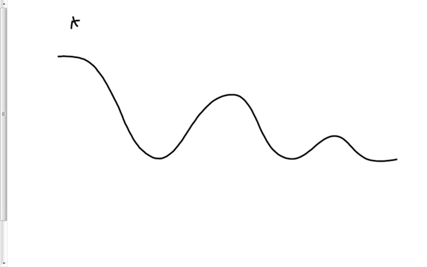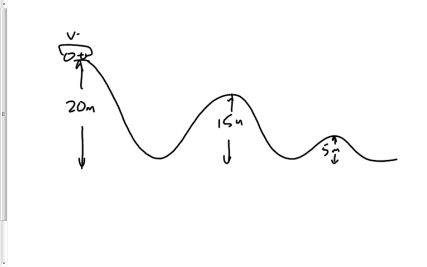So you got a question like this. Okay, let's call this hill A. Let's call this hill B. Let's call this hill C. You know what? Let's not even label them. Okay, let's just make the heights here. Make it 20 meters. Okay, let's make this 15 meters, and let's make this 5 meters. Let's put a car at the top of this hill. Let's give it a speed of 5 meters per second.